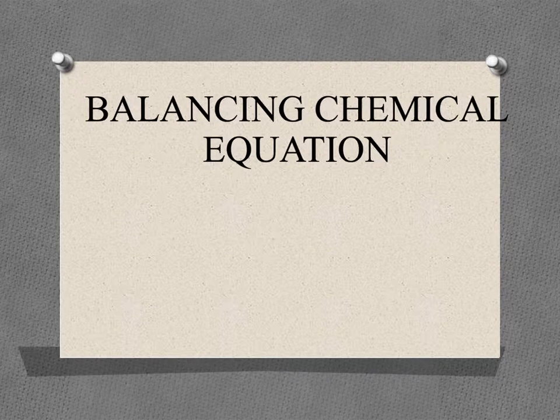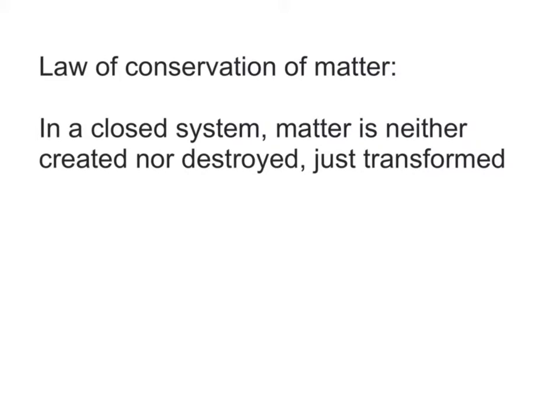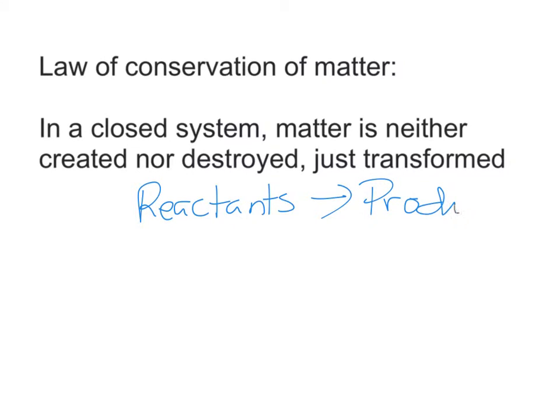Balancing chemical equations. The law of conservation of matter states that in a closed system, matter is neither created nor destroyed, just transformed. So, for a balanced chemical equation, we are saying that the reactant side must equal the product side. So let's use an example. I have hydrogen plus oxygen forming water.